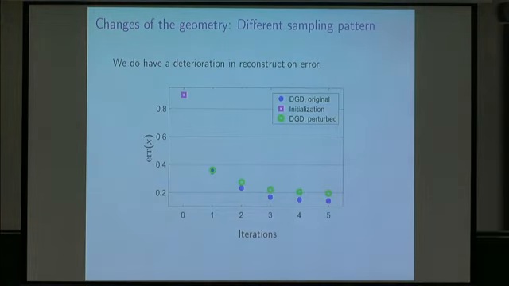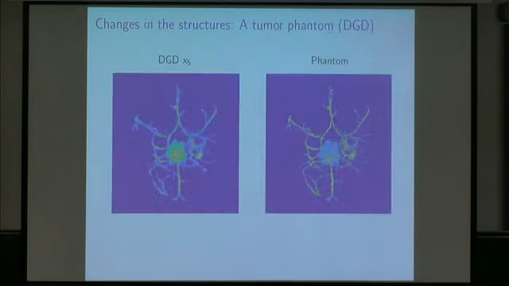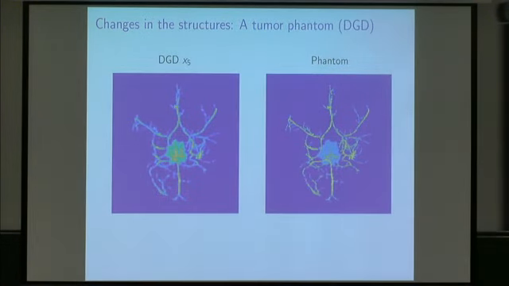The first iterate maybe not that much, but in the later ones there's a difference of about 5% in the relative error. That is just by changing the subsampling pattern, which might be a bit worrying. But also, then, if we change the phantom, now we applied our deep gradient descent to a phantom that includes a tumor. You might be interested in measuring that in a human target.